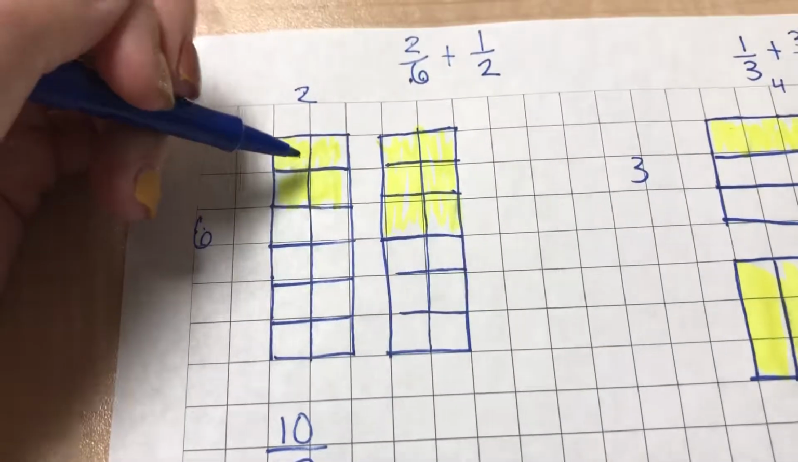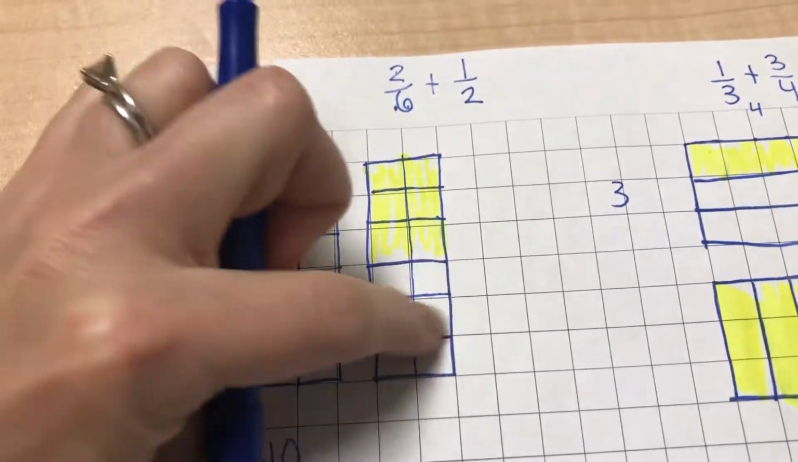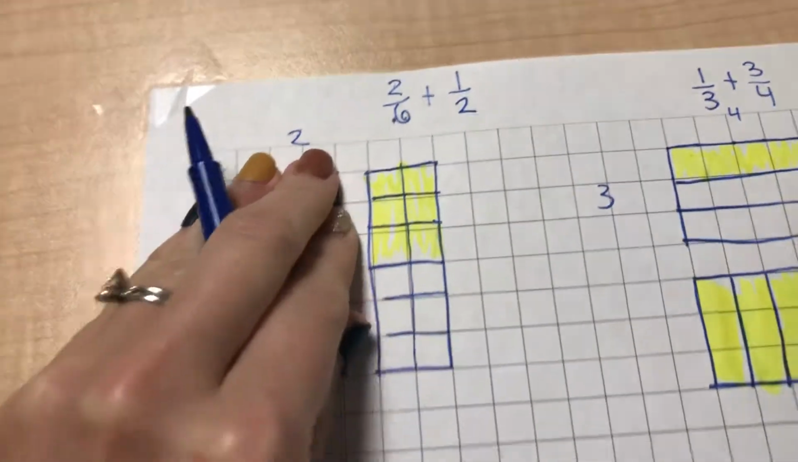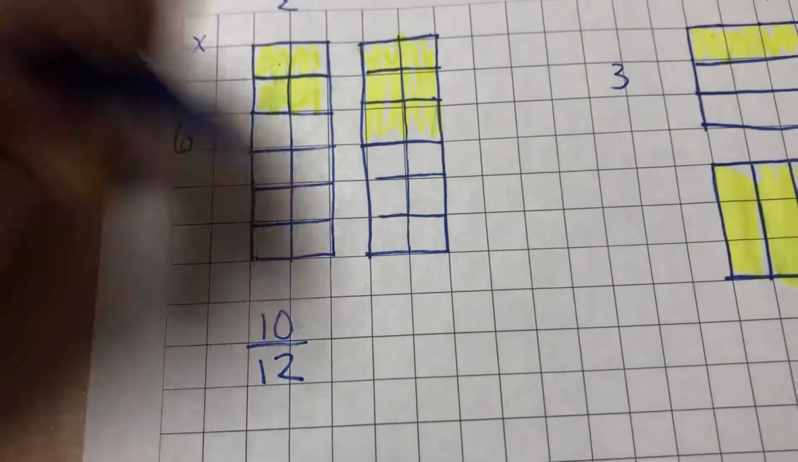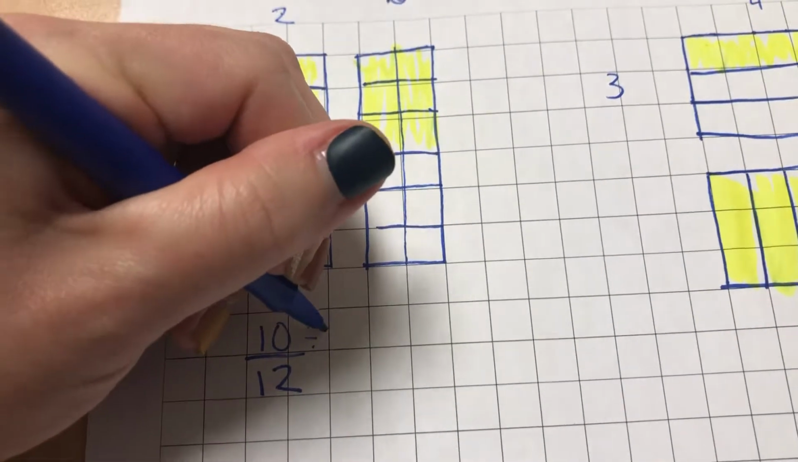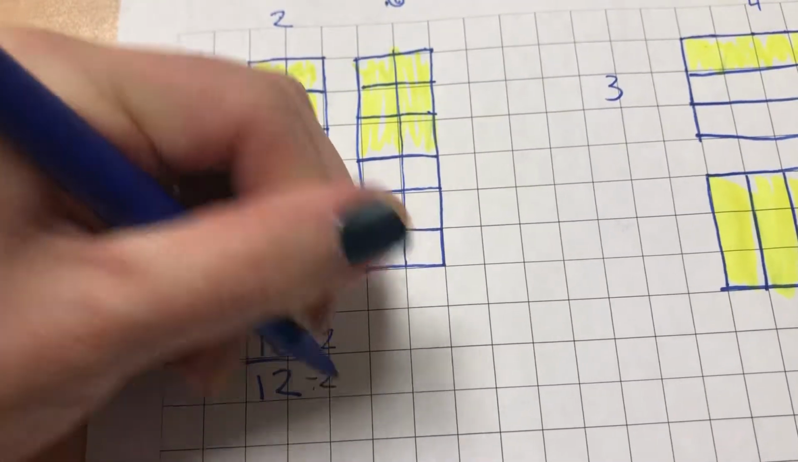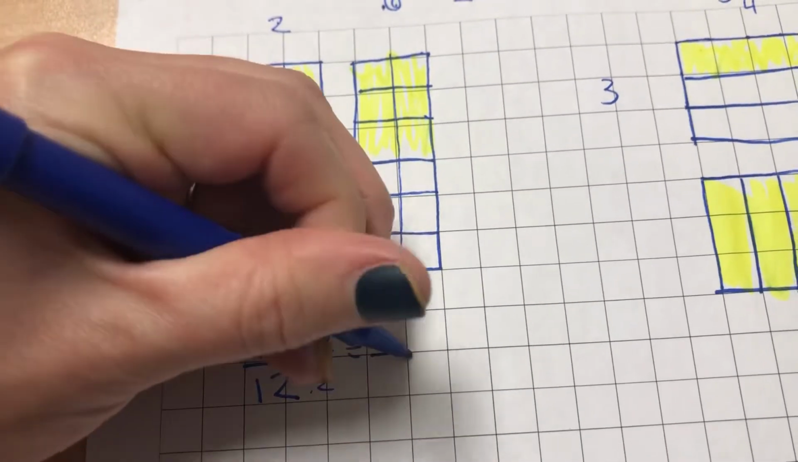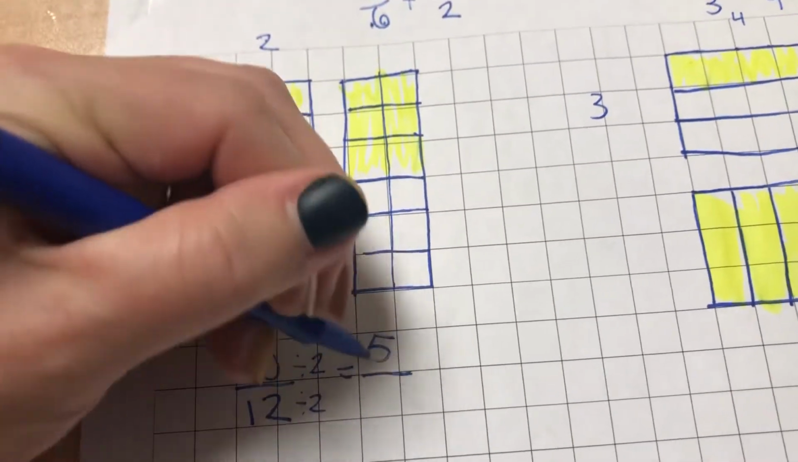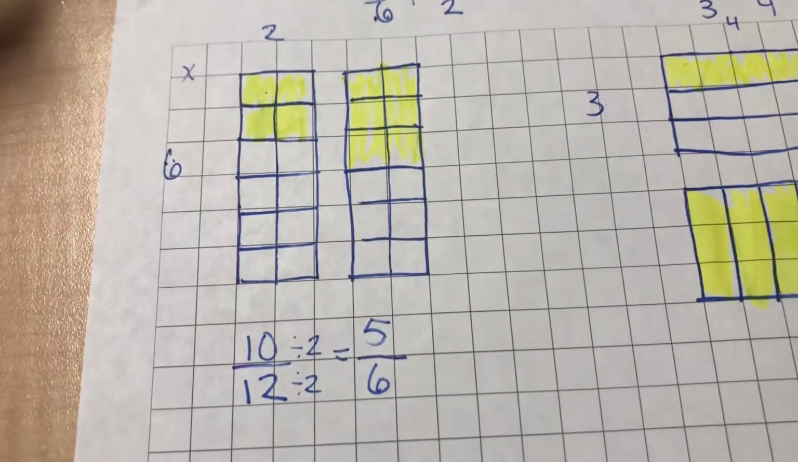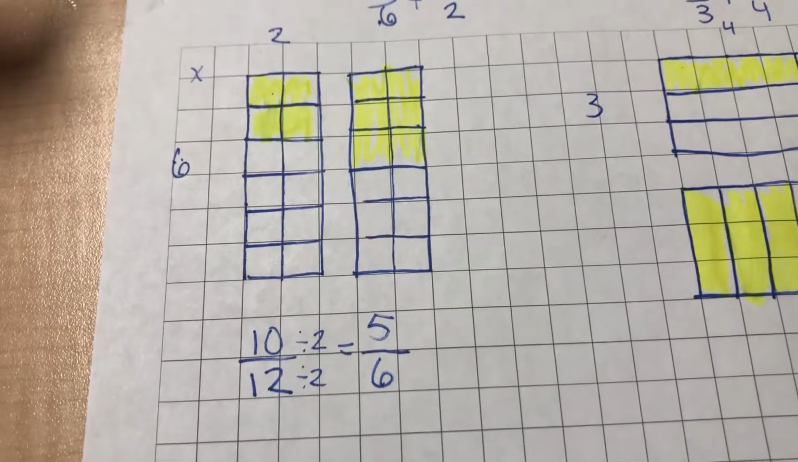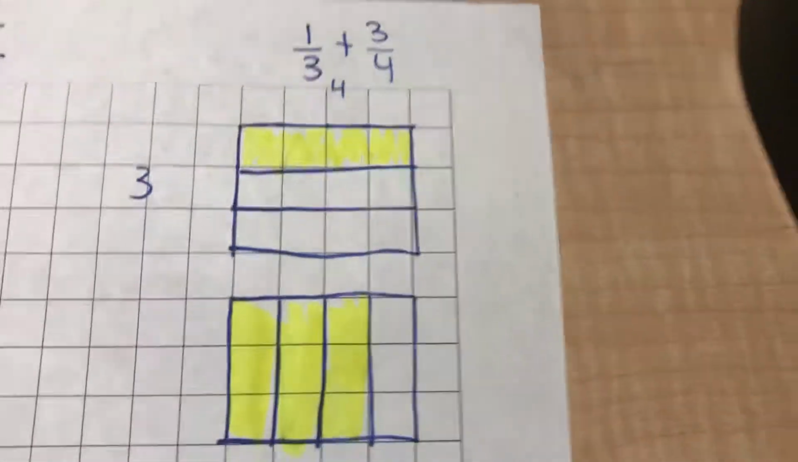If I were to shift this over, I would have 4 shaded here, if you need to talk to them about that. Now, obviously from here, I would need to simplify, and I would need to divide both by 2. They're even numbers. That's something you can talk to your students about. So simplified, my final answer would be 5/6. Okay, so let me show you how it works with this one as well.